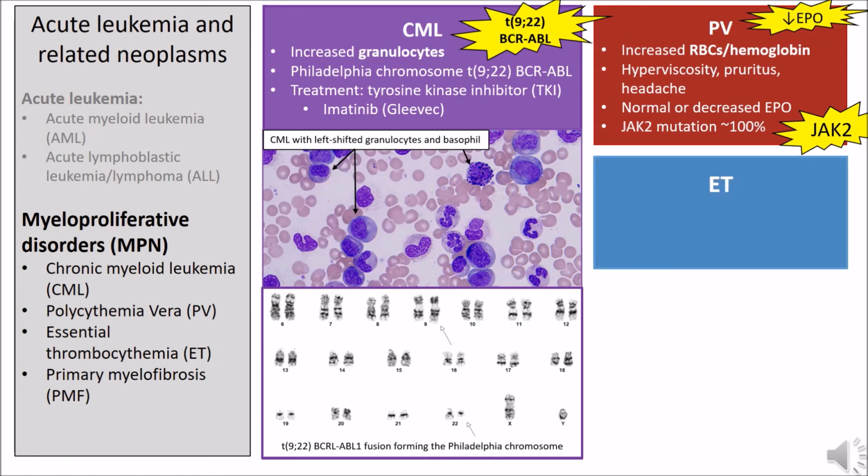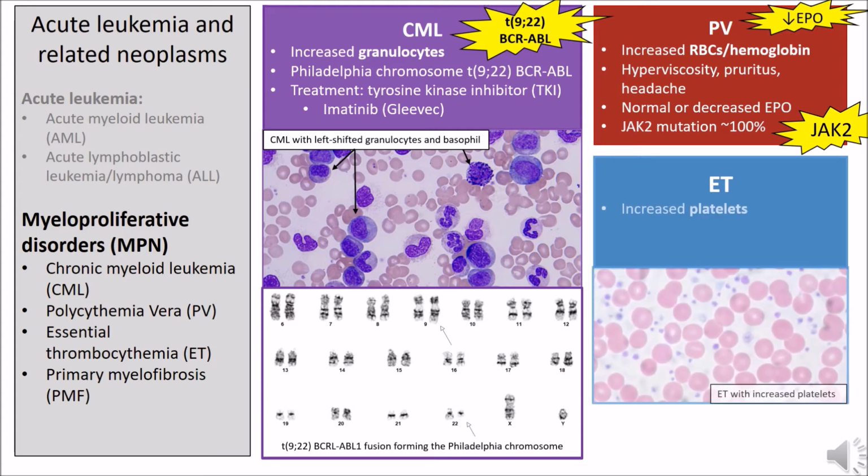Essential thrombocythemia manifests clinically with increased platelet production, leading to increased risk for thrombosis and hemorrhage. Secondary causes of increased platelets should be ruled out. About half of ET cases have a JAK2 mutation.